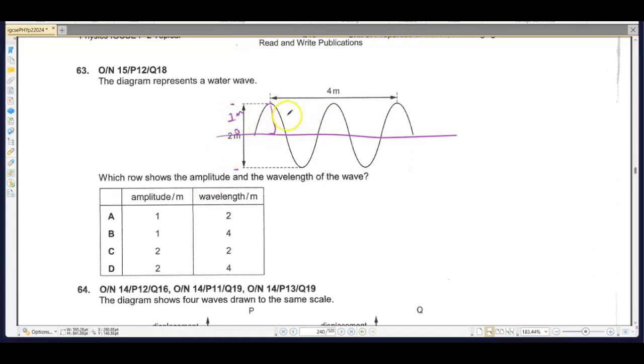And the wavelength has to be between two consecutive crests or troughs. So it is between two. This is the wavelength for two waves, not for one single wave. So if this is for two waves, for one wave 4 divided by 2 is going to be 2. So wavelength is going to be 2 meters and amplitude is going to be 1 meter. So the answer is going to be A.